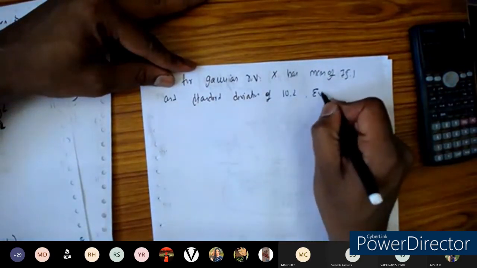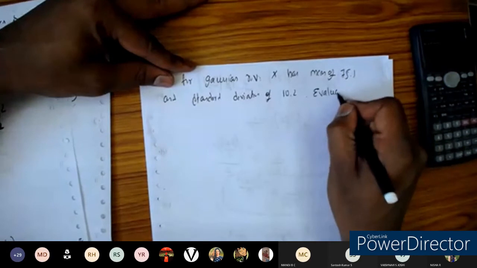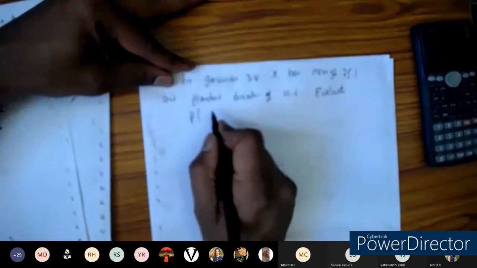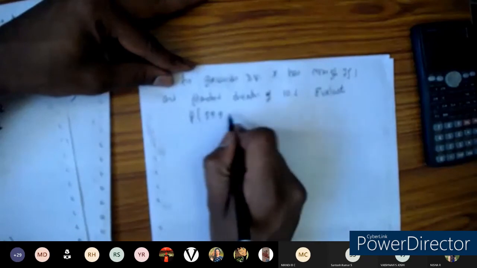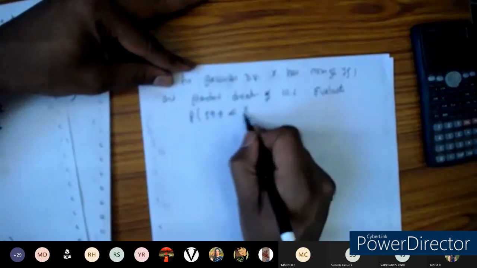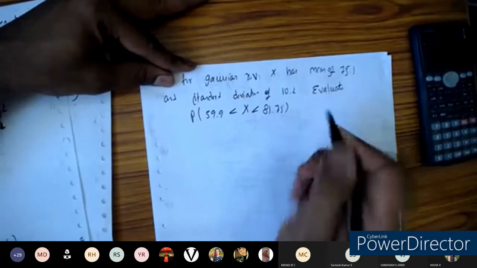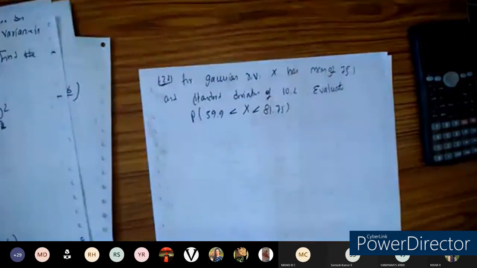Evaluate the probability that 59.9 is less than capital X is less than 81.75. Evaluate. So this one we need to evaluate here.